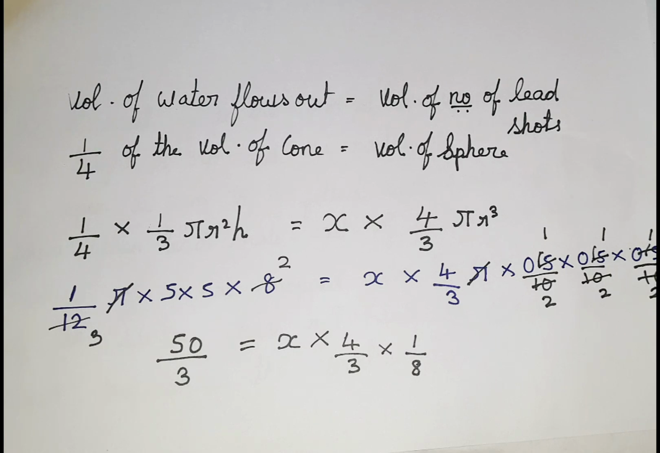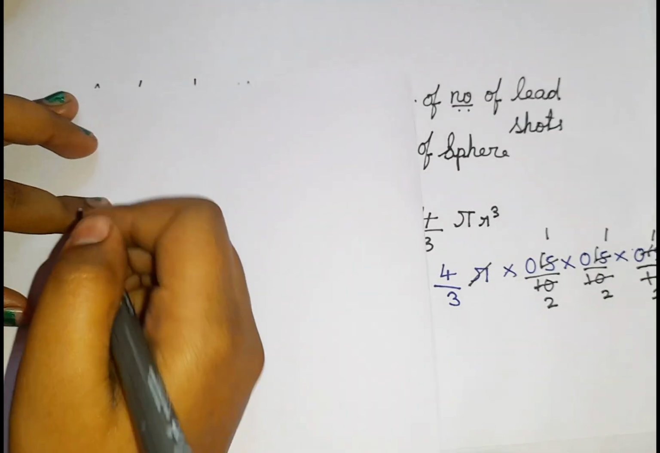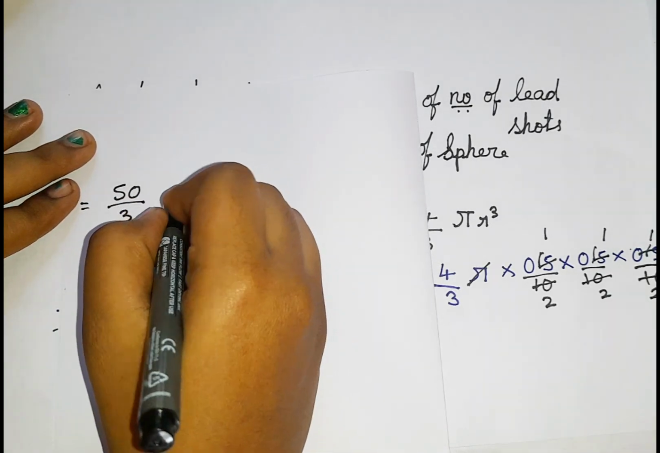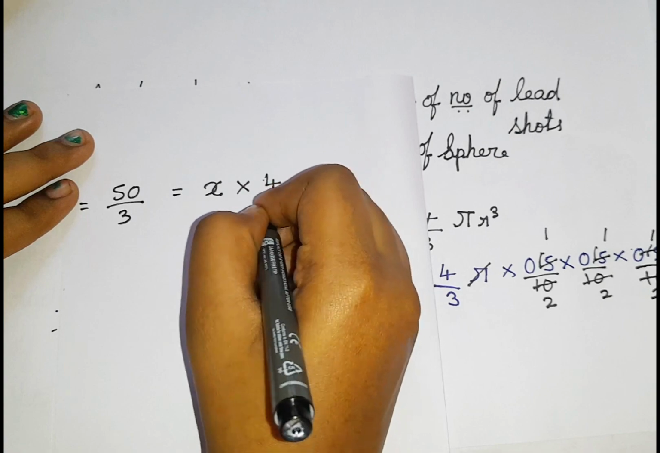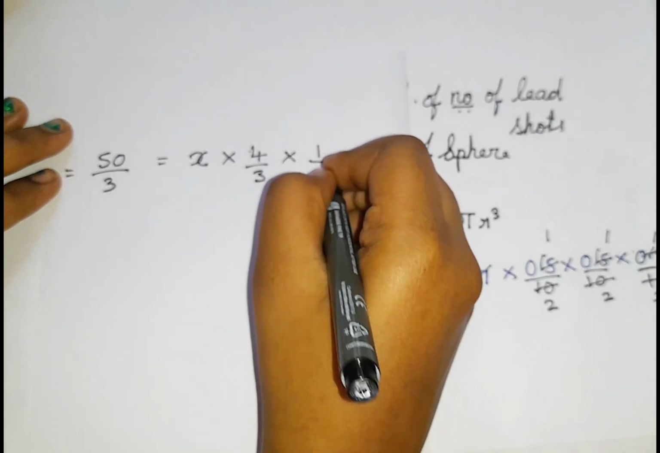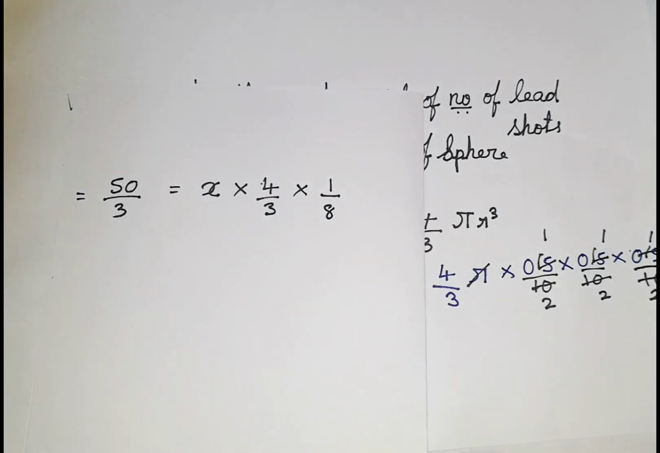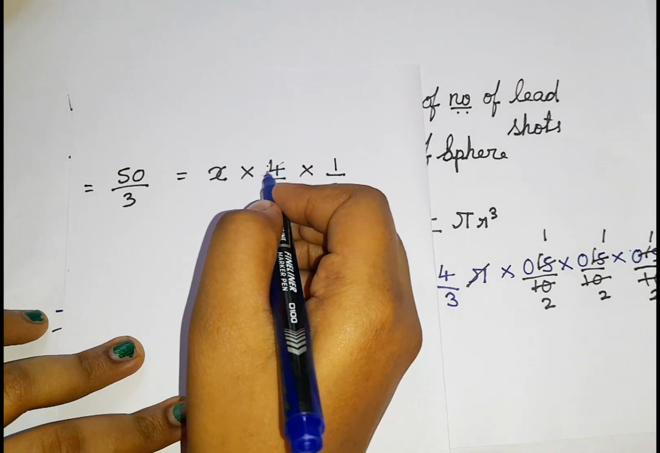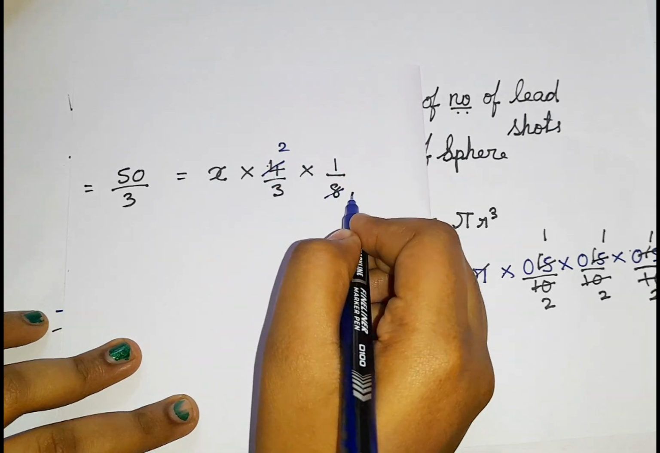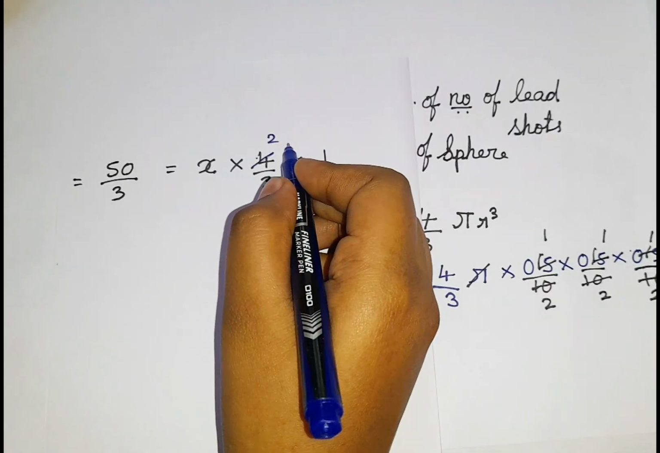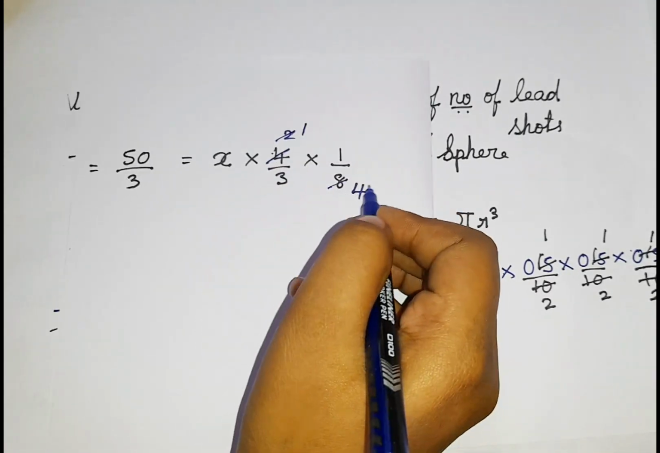Okay. So now we can actually solve this. So I'll just write it as it is. So 50 by 3 is equal to x into 4 by 3 into 1 by 8. Okay, so now do you guys think we can cancel it? Yeah, of course we can cancel it. So we can cancel this 4 and 8. So 2 2s are 4 and then 4 2s are 8, right? And then again we can cancel. 1 2 is 2, 2 2s are 4.